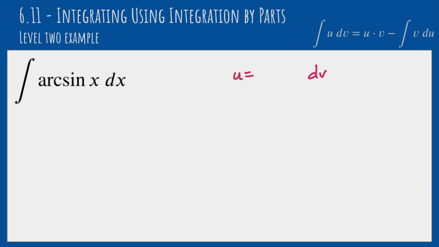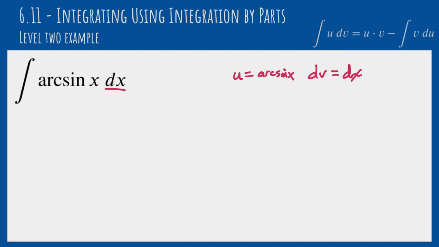And remember, one other thing I mentioned with making our choices is that if we have something that we don't know the antiderivative of, like arc sine, that's going to have to be our u. So I'm going to make u equal arc sine of x, which is something we know the derivative of. And then what's left, which is just the dx, is going to become my dv.